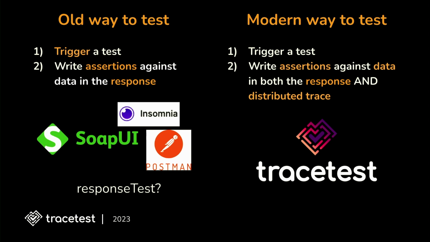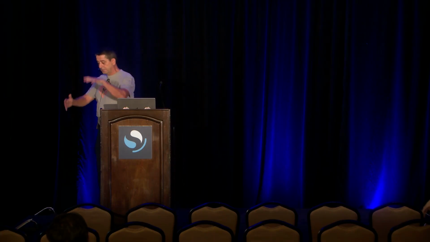Trace-based testing: you trigger a test, and you write assertions against the data in both the response and the distributed trace. It gives you a lot more ability to quickly write end-to-end tests, which I've written too many of in Python in my day. Typically, if you were to look at them, the tests would be this long, and all of this was stuff to get visibility.